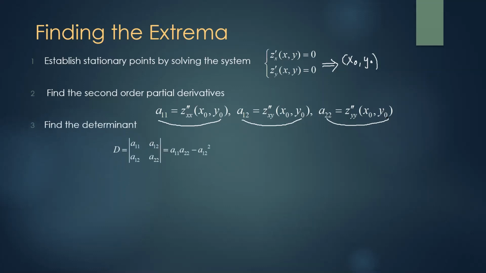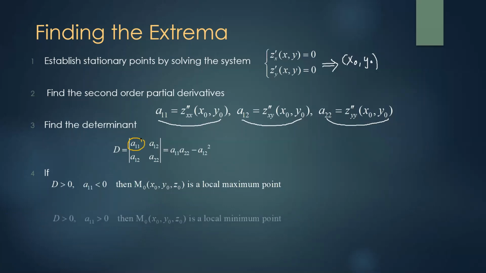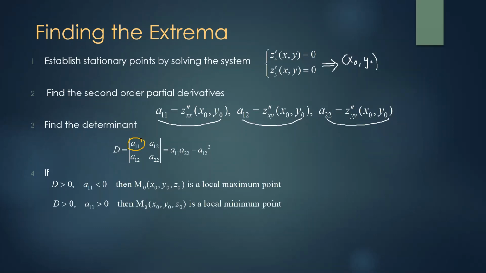See, I'm just repeating what I wrote on the board. And then if this determinant is positive and the first element in the corner is negative, then you have a local maximum point. If the determinant is positive, but that first element is positive, then we have a local minimum point.